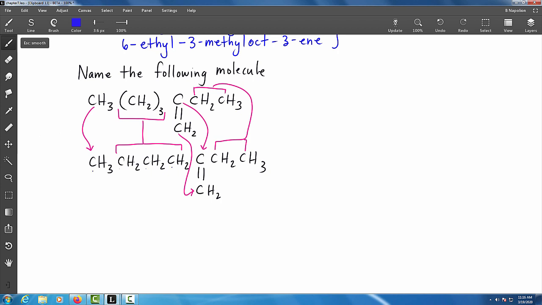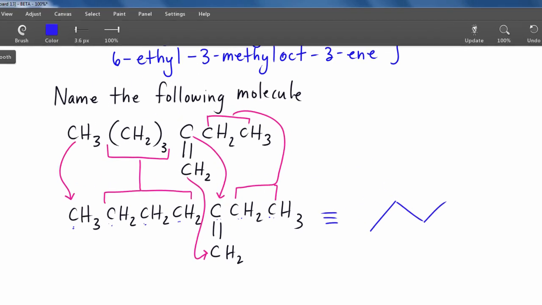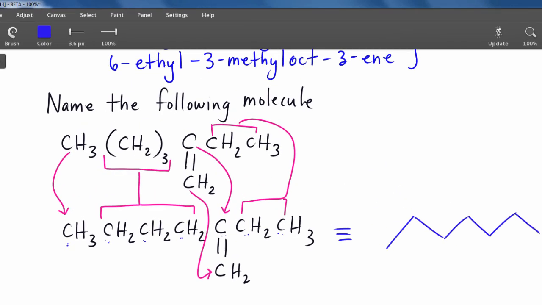1, 2, 3, 4, 5, 6, 7. Okay. And here I would have that CH2. So this condensed structure you have to be able to recognize and transpose it into a skeletal.